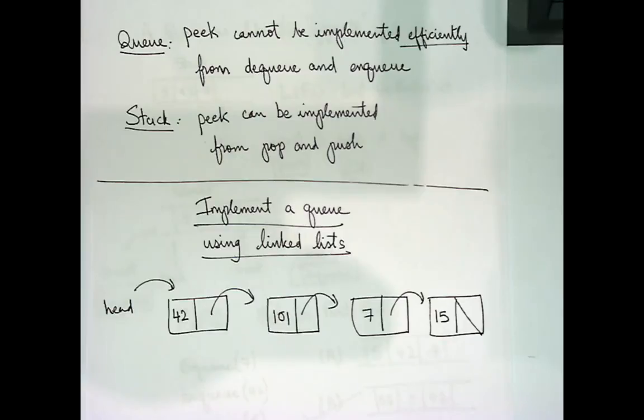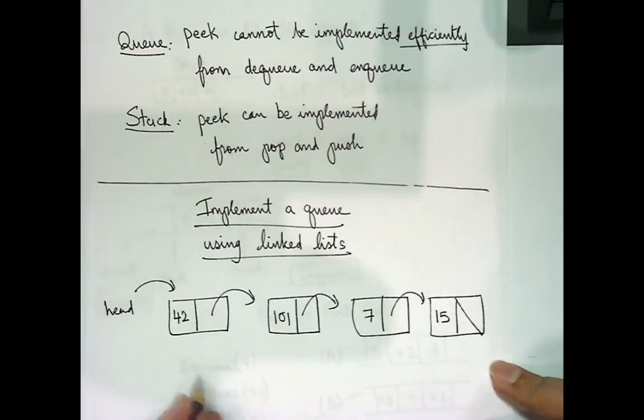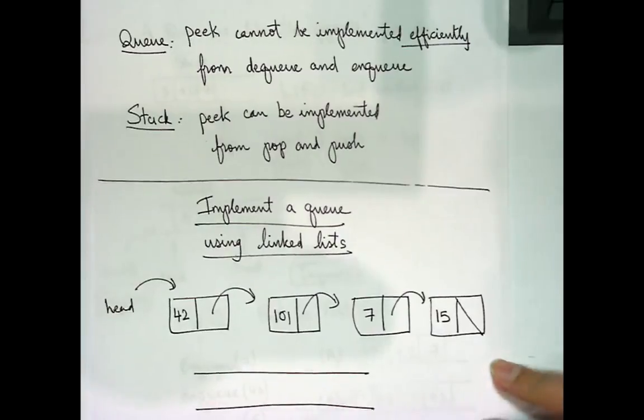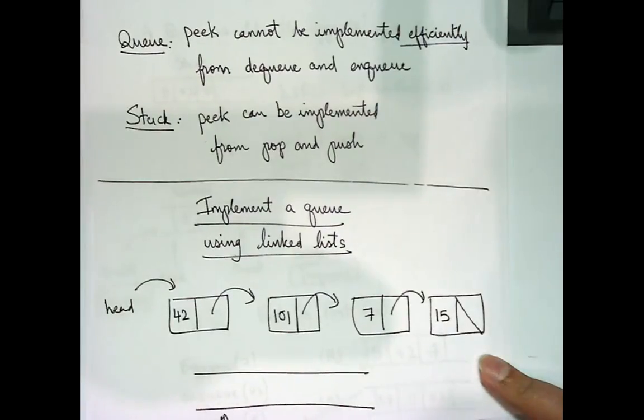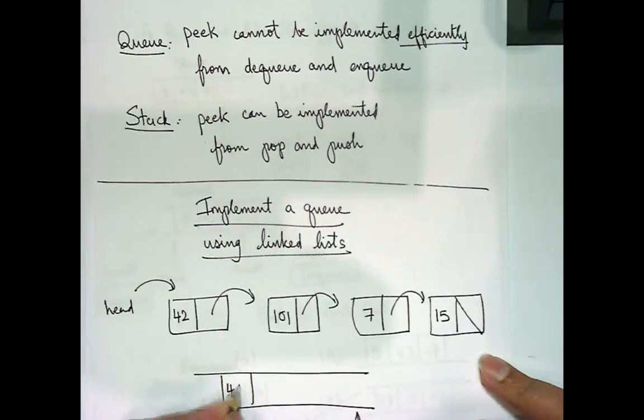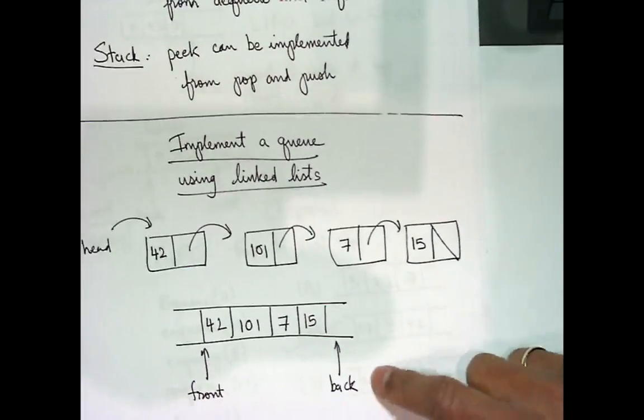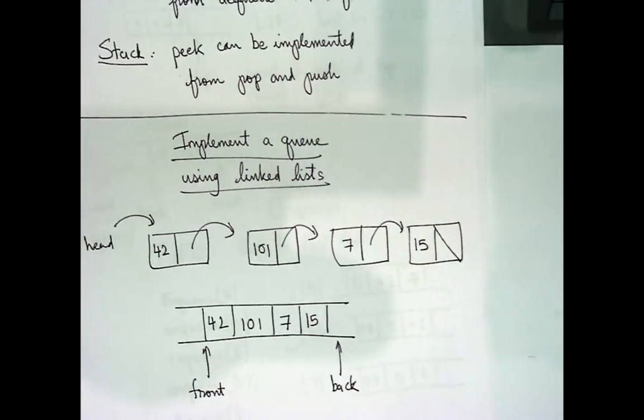Let's just say, okay, sorry, I'm going to change this. It's just going to be more convenient. Let's put the front of the queue here and the back over here. Let's say this was our queue. This is the queue that we have, and maybe this is how we've stored that queue as a linked list. So you delete from the front and you insert at the back.